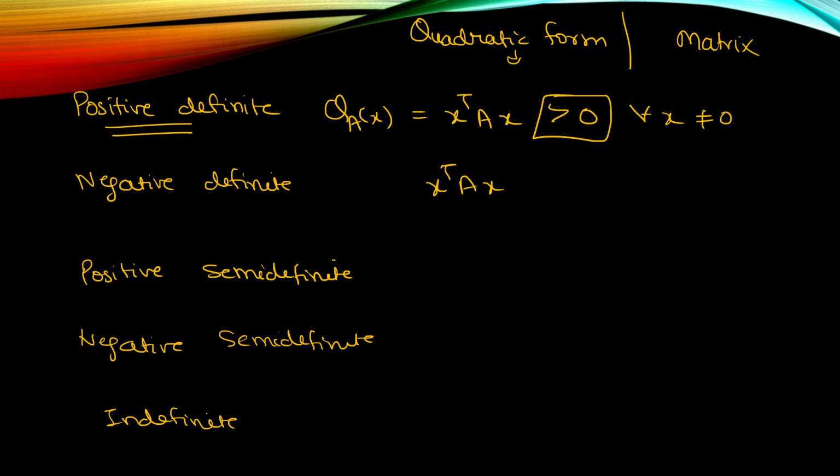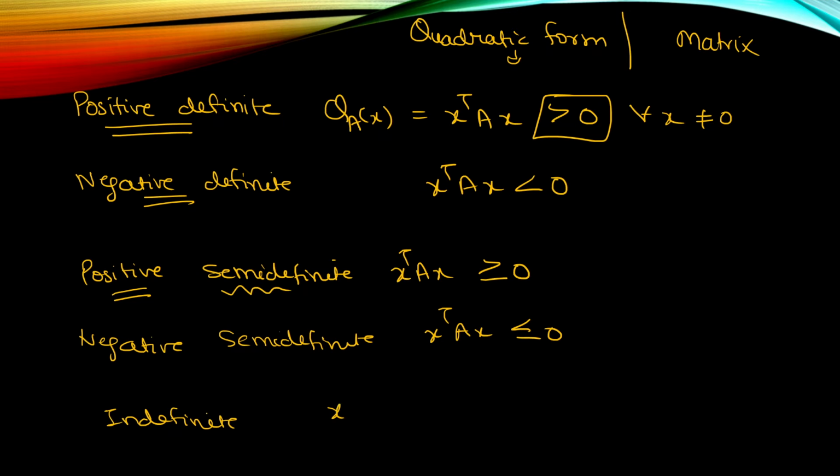If it is less than 0, then negative definite. Semi means you are including 0. So positive semi-definite means greater than or equal to 0. Negative semi-definite means less than or equal to 0. And indefinite means it is lying here and there. There can be two vectors, x naught and x1, such that when you put x naught you get negative values, and if you put some other vector you get values greater than 0. So it is fluctuating, right?